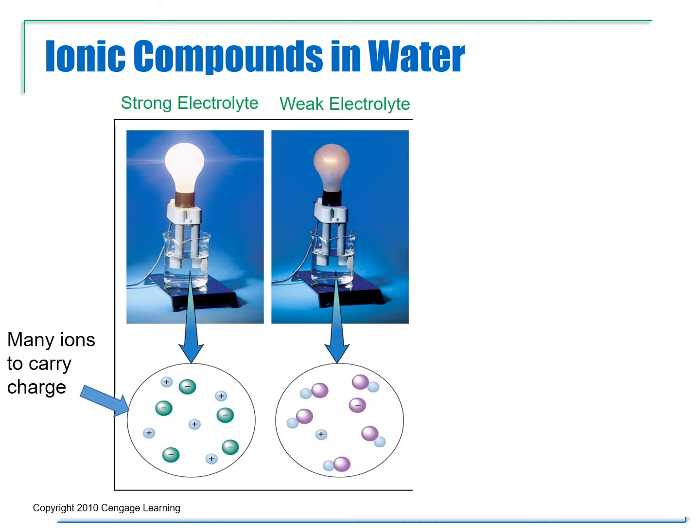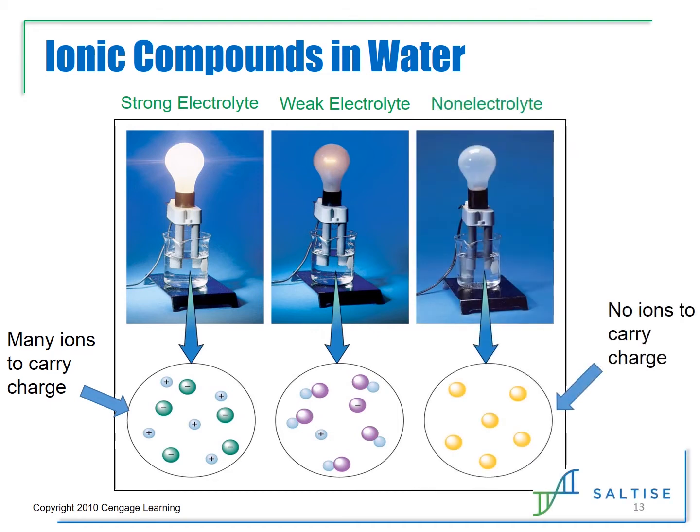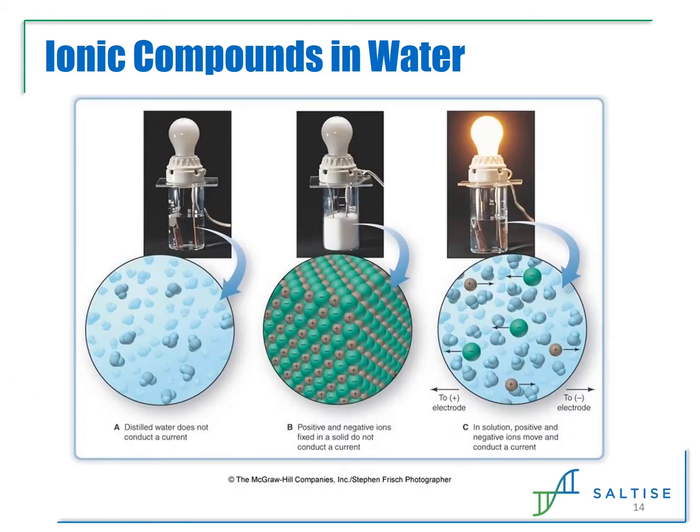With substances that do not dissociate into ions, such as sugar, the light bulb would remain unlit. So here you can see that there are no ions present. These images demonstrate how water alone, or salt crystals alone, will not be able to conduct electricity. It isn't until the salt is dissolved in water that the ions are freed and are then able to carry the charge and light up the bulb.